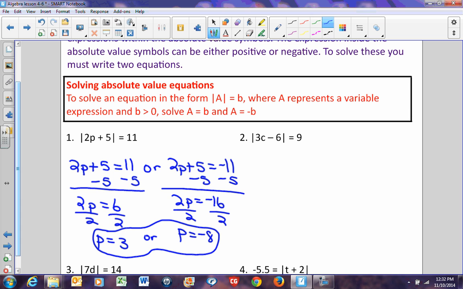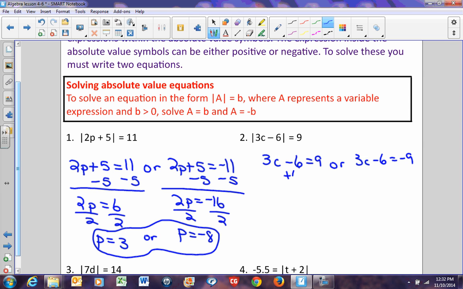Both of those will make a true statement. Let's look at number 2 here. We have the absolute value of 3c minus 6 equals 9. To set this up again, you write it exactly as you see it: 3c minus 6 equals 9, or 3c minus 6 equals negative 9, and solve each equation separately.